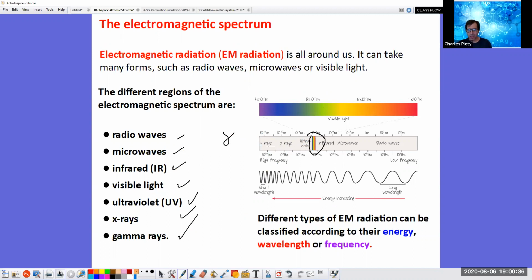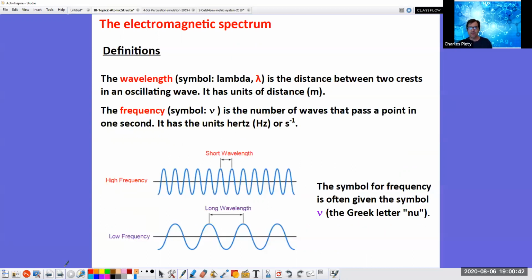These next few slides would apply to physics or chemistry. They overlap. Okay, let's define a couple of things. The wavelength, which is given the symbol lambda, is the distance between two crests of an oscillating wave. An oscillating wave just means going back and forth, right? So my pen here, sorry, it's hard to see, is oscillating.